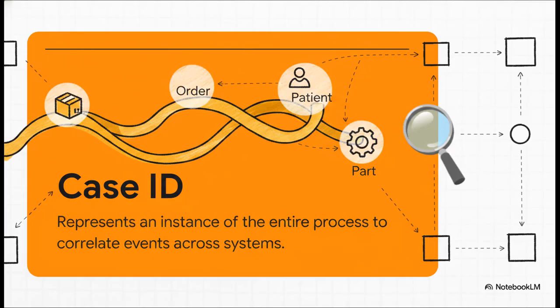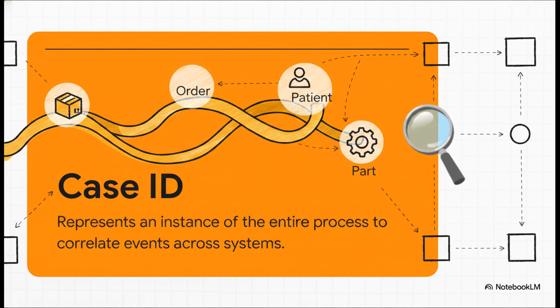Moving on to part two, let's break down those three mandatory fields. So what exactly do these fields do? Let's start with case ID. This is hands down the most important component of the whole shebang. Think of it as a golden thread tying all your disparate systems together. It's identifying the main object your process is acting on. Maybe that's an order ID, a patient ID, or a part ID.